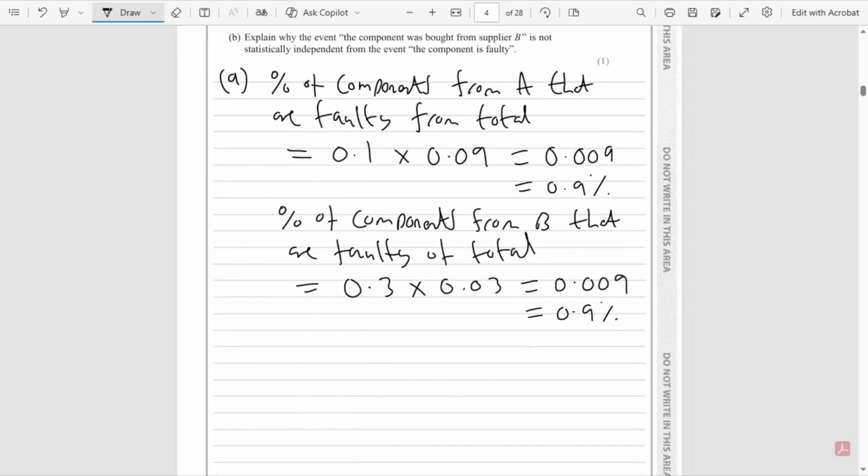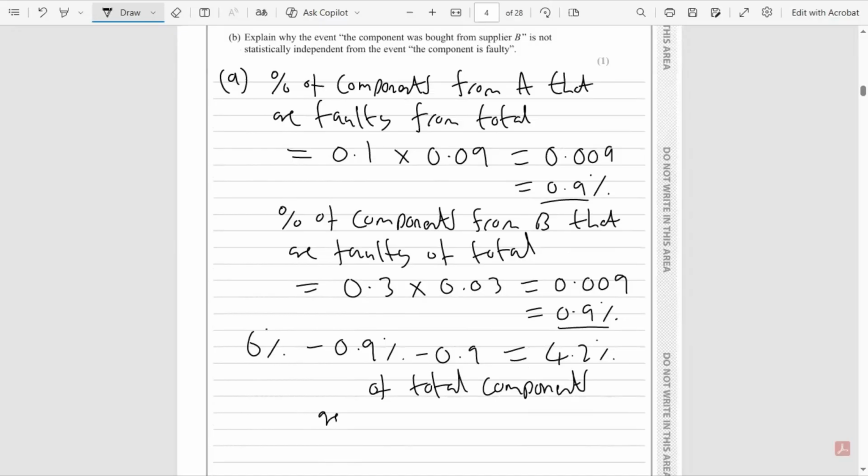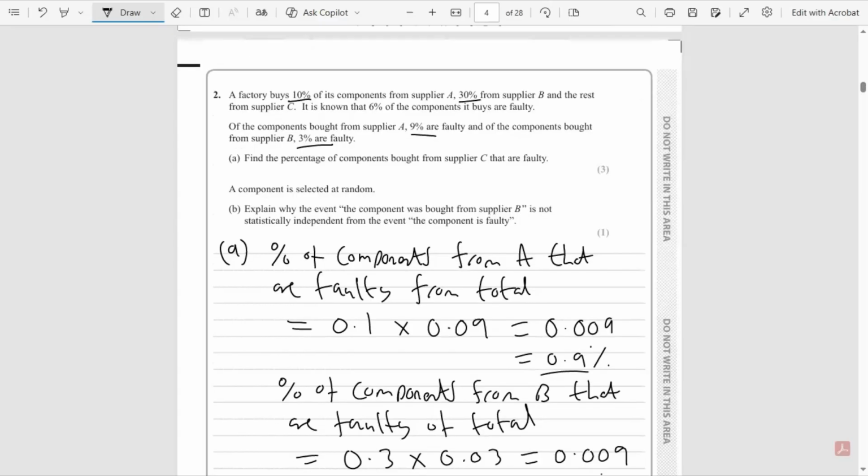Now we know that in total, 6% of the components bought in total would be faulty. So that means if we do 6% minus 0.9 and minus the other 0.9, this leaves us with 4.2%. So 4.2% of the total components are faulty and from supplier C.